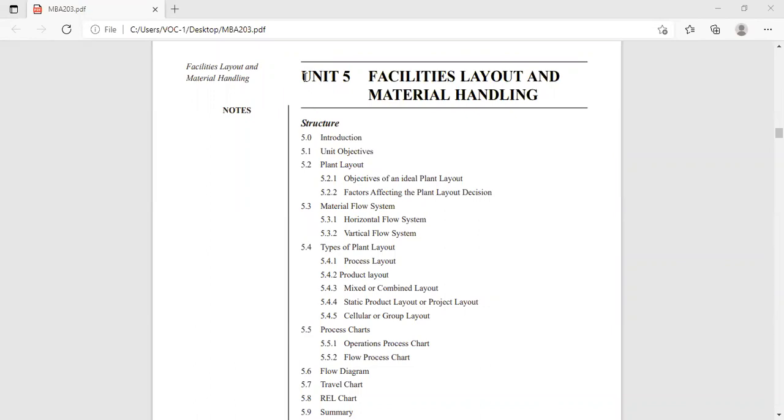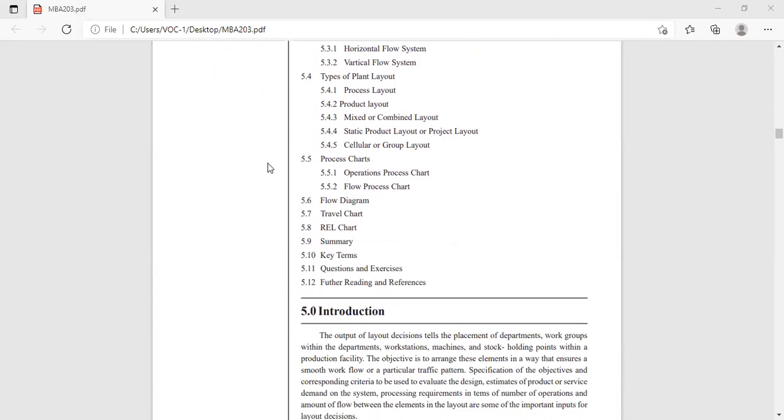Hello students, today we will start with subject code MBA203 Production and Operation Management. Unit 5 is Facilities, Layout and Material Handling.